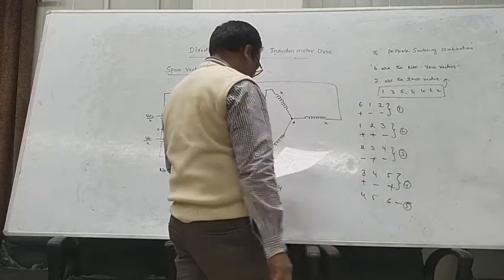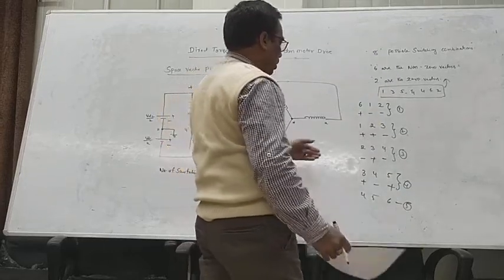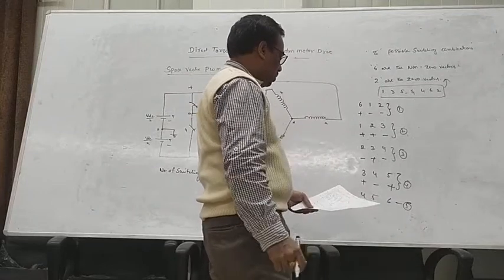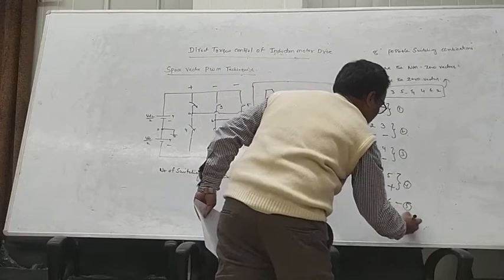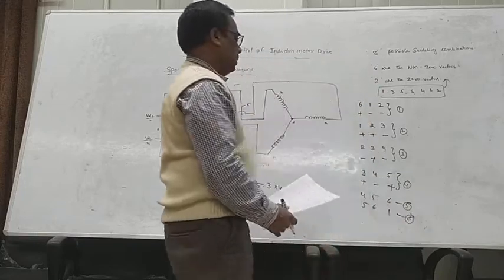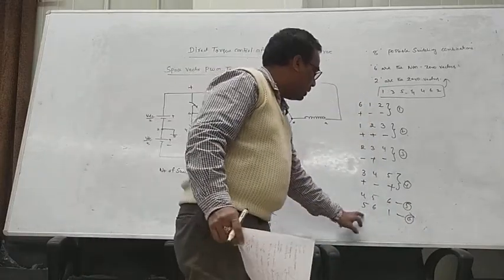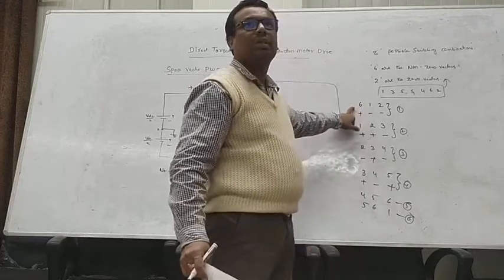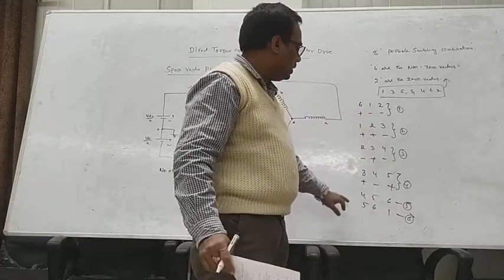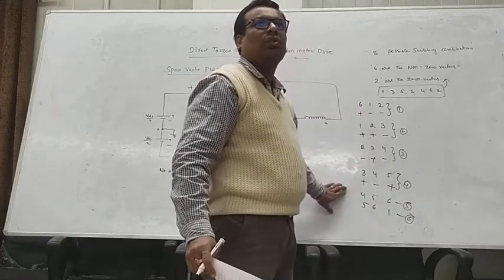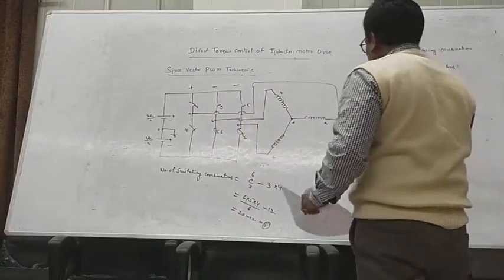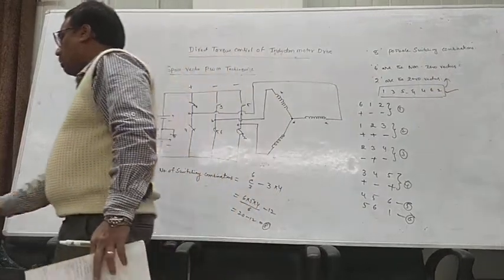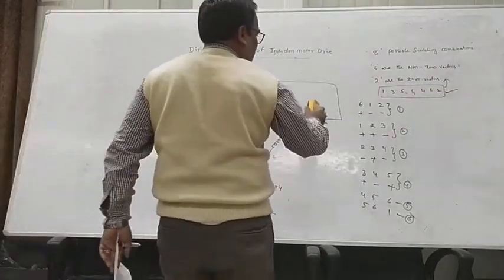And like this you may consider 6 combinations. Another combination is 5, 6, 1, the sixth combination. And the next one is 6, 1, 2, again the first combination. So these are the 6 vectors. These are non-zero vectors, and 2 are the zero vectors. Let us see. First you may consider this non-zero vector, for example, 6, 1, 2.